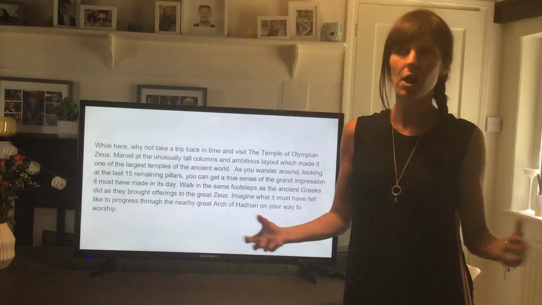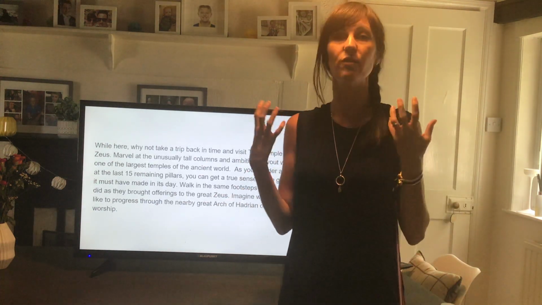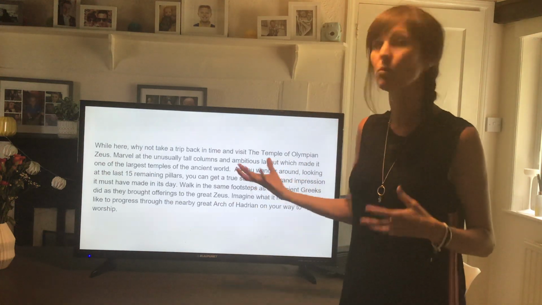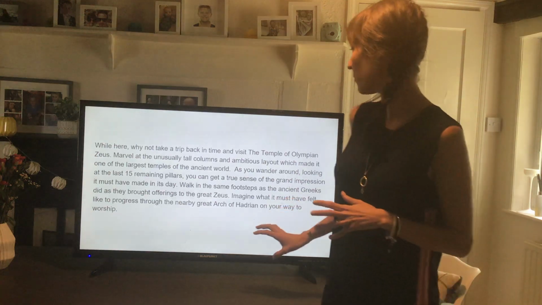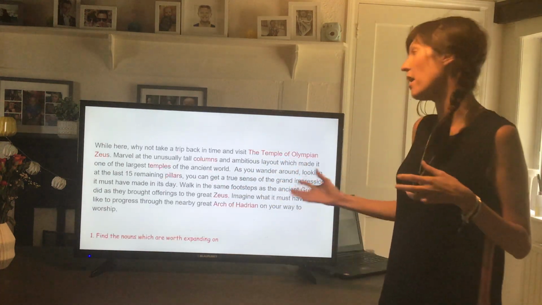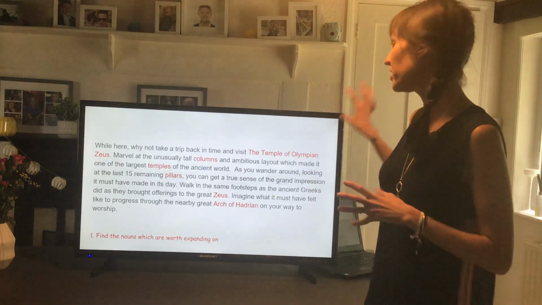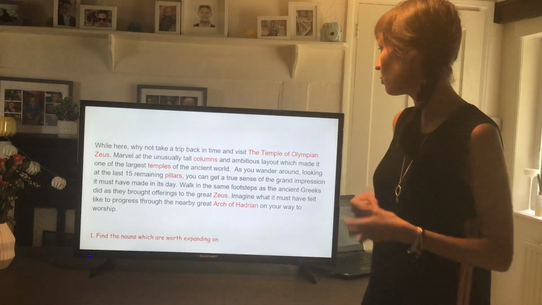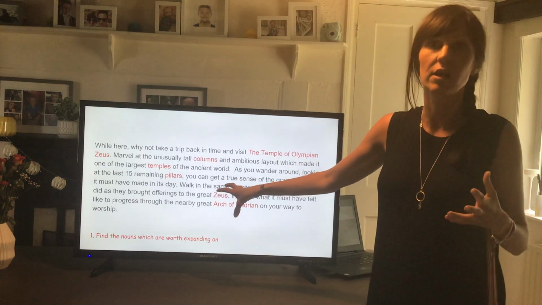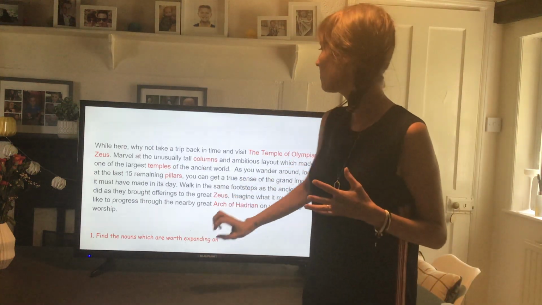extra information. Because remember, our reader wants to feel sort of informed, they want to feel empowered by the fact that they've got that knowledge, so it has to be worthwhile. So I've gone through and I've highlighted some of what I think are the really useful nouns in this paragraph. I've gone for the temple itself, which is obvious because that's what we're talking about. I want to talk about the columns because obviously that's an important part of the architecture.